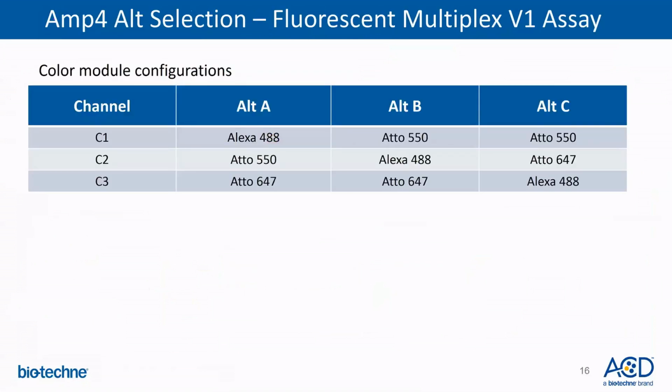Shown here are the three different configurations for the fluorophores possible based on your AMP4 Alt selection, which would be AMP4 Alt A, AMP4 Alt B, and AMP4 Alt C. To make things simpler, as you can see, Alexa 488 is in three different Alt combinations. It is in channel 1 for Alt A, channel 2 for Alt B, and channel 3 for Alt C.